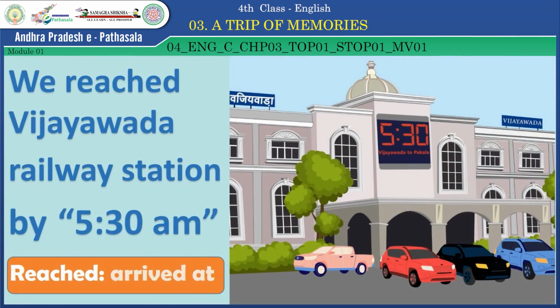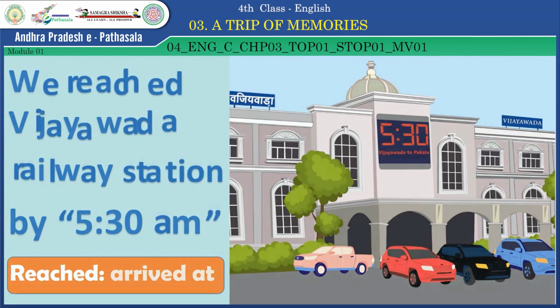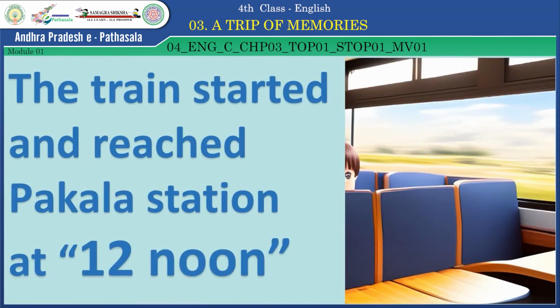We went to Vijayawada railway station by auto and reached it by 5:30 a.m. Here, reached means arrived at. Here, the family took an auto to Vijayawada railway station and reached there by 5:30 a.m. We all got into the train and were comfortably seated. We reached Pakala railway station at 12 noon. Now, let's have a quick check of our understanding of the lesson so far.